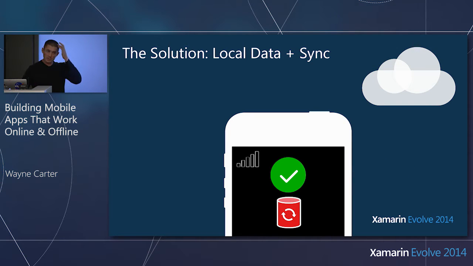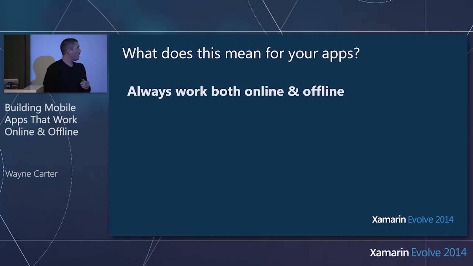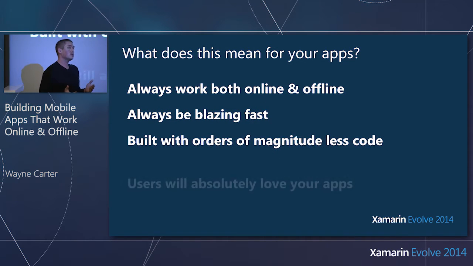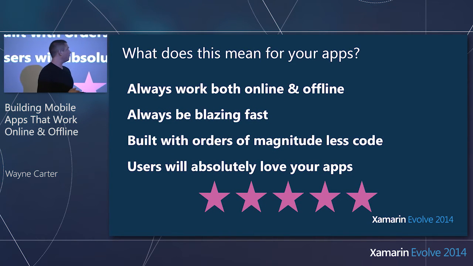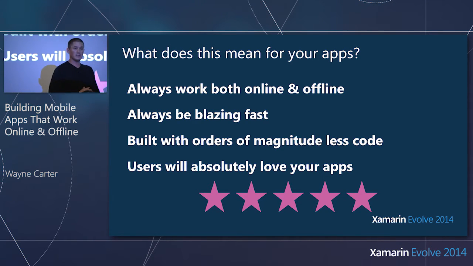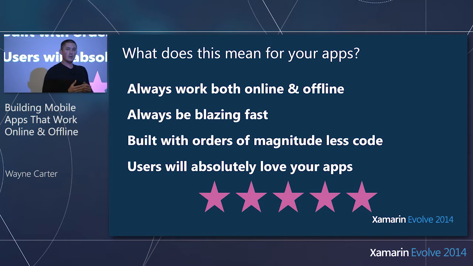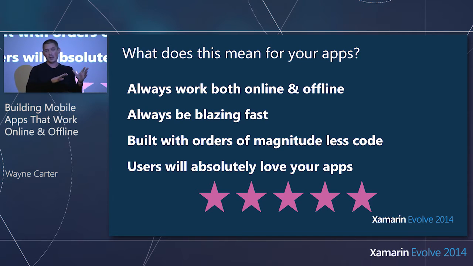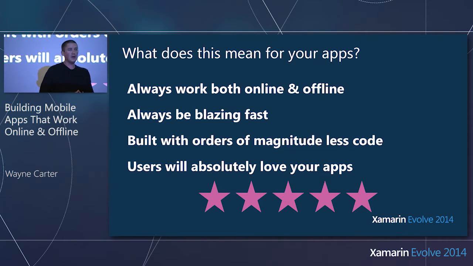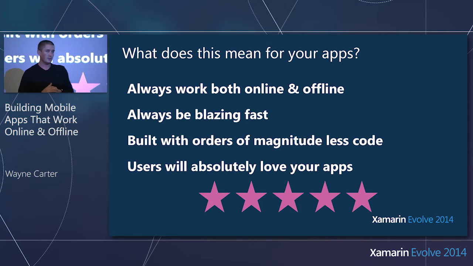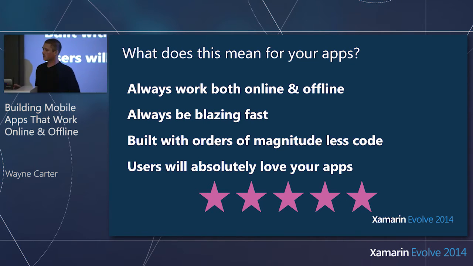So what does this mean for your apps? It means that your apps will always work. So they're going to work both online and offline. They're going to always be blazing fast. The data is always local, so it's going to be as fast as just reading it. And you're going to write a lot less code. These techniques actually end up pushing a lot of the coding that we put in our mobile apps today into the data store. And you end up writing mostly UI code and UX code to back your apps. And then, of course, the user is going to absolutely love your apps for that.